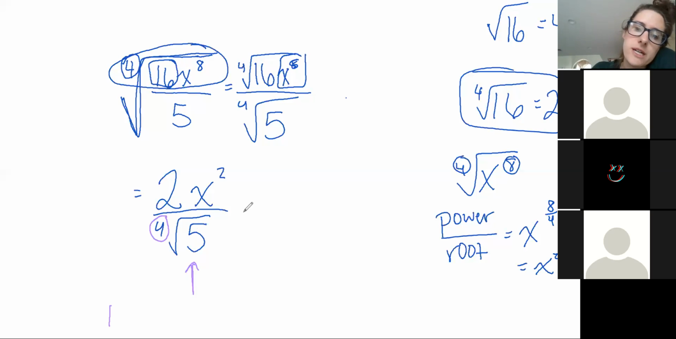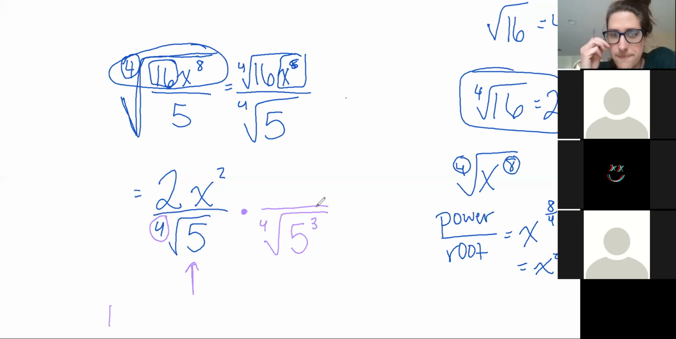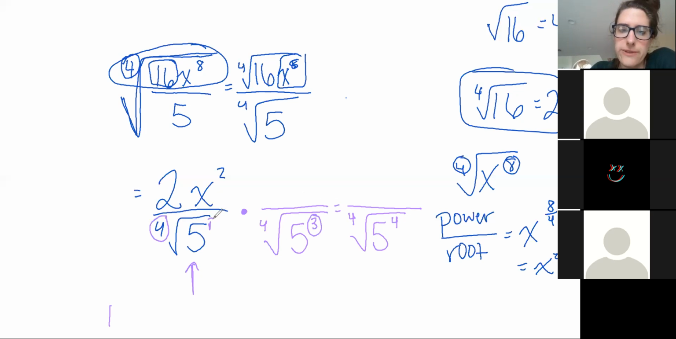So what you're gonna do here is you're gonna multiply this. Whenever you want to multiply something with a fourth root, it still has to be a fourth root. You can't just put 5 to the third. It still has to be in that fourth root sign. So how many did we need? 3. So you're gonna multiply that by the fourth root of 5 cubed. Okay, so then, because this is like 5 to the first, when you multiply those, you end up with the fourth root of 5 to the 4th power, because you have 3 here and you have 1 here.